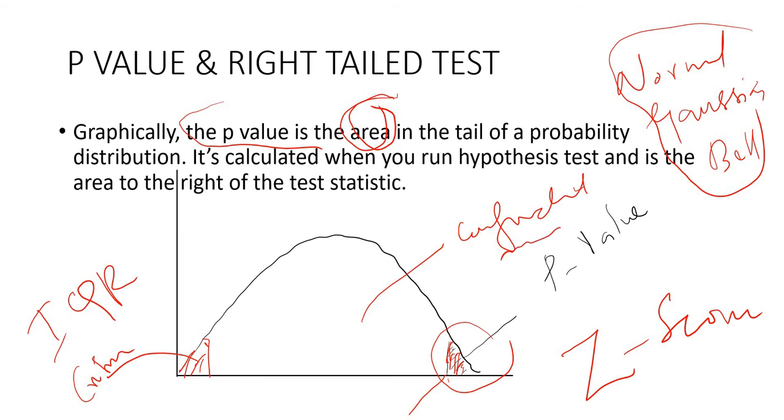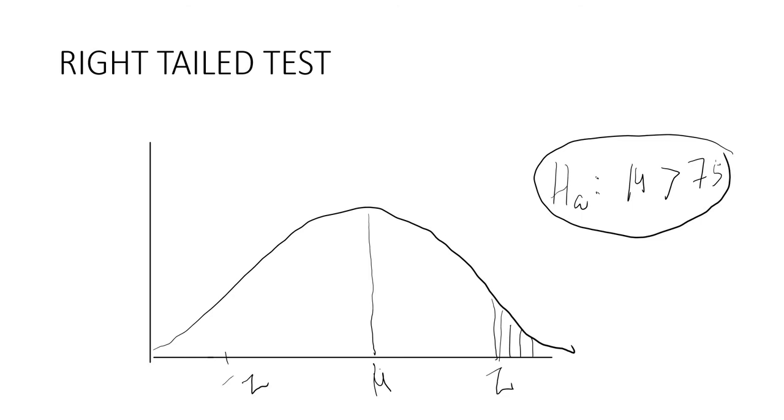So when you run the hypothesis test, this area is the p-value. You understood that. When the area is to the right of the test statistic, this is a right tail test. I will give you more idea.